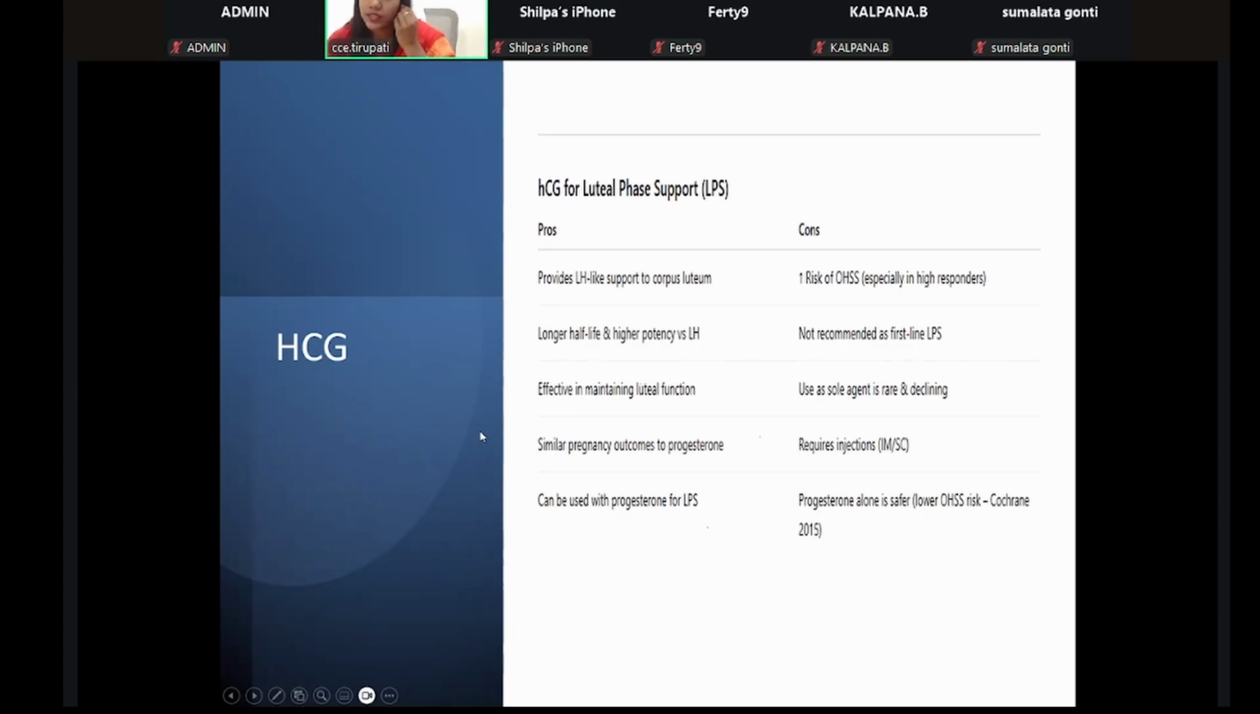HCG we actually won't give in all cycles. Only whenever there is a corpus luteum, then only HCG will be of benefit. In HRT cycles, providing HCG will not be of much benefit, and it is not used as a sole agent. And it requires injections, and it is not recommended as first-line luteal phase support. And also in high responders, we should not give HCG because it increases the risk of OHSS. Progesterone alone is safer in such cases.